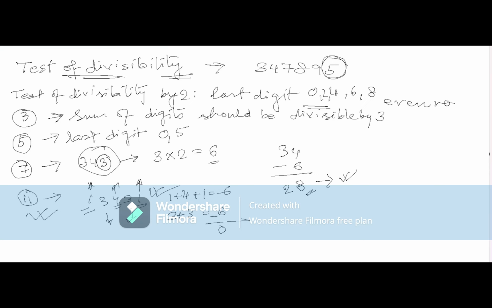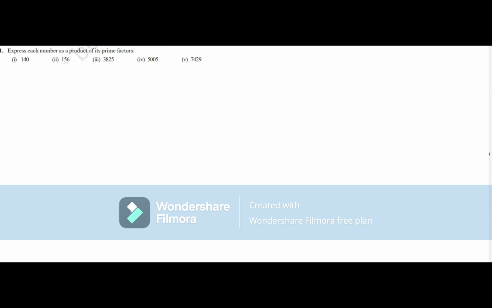When I go ahead with the questions, I will keep on talking about this divisibility so that it gets clearer to you further. This is just a revision. We have learned this long back. So herein, let us try solving a few questions. The question says, express each number as a product of its prime factors.